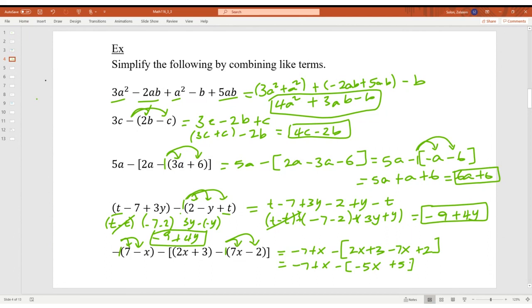Again, we are going to distribute this negative here. So whenever you see subtraction, just distribute the negative and it becomes addition automatically. So negative 7 plus x. Negative times a negative is positive, so I have plus 5x. Negative times a positive is negative, so I have minus 5. So again, combine like terms. So we combine x plus 5x, which is 6x, and negative 7 plus negative 5, or minus 5, sorry.